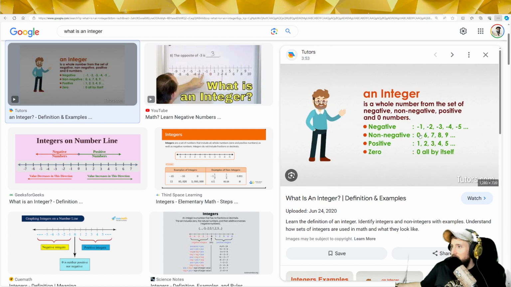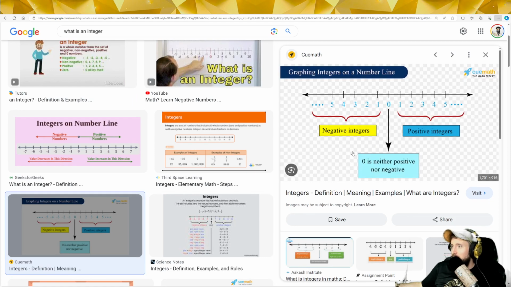Non-negative means it's not negative. So, technically, that's all the positive numbers, right? 6, 7, 8, 9, and 0. 0 is not negative, and it's also not positive. 0 is like a weirdo. Okay. Yeah. So, this is another graph that they show here. You see how negative numbers are on the left side of the number line, positive numbers are on the right side of the 0, and then 0 is not positive or negative.